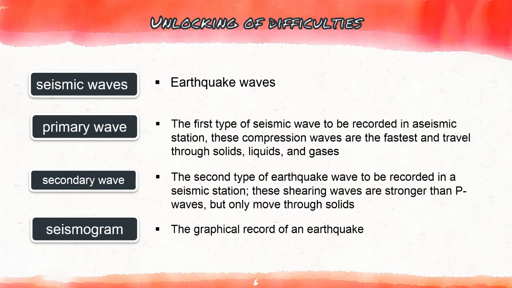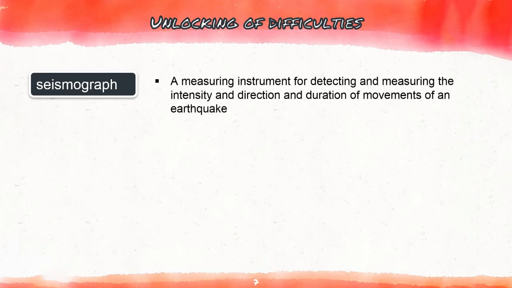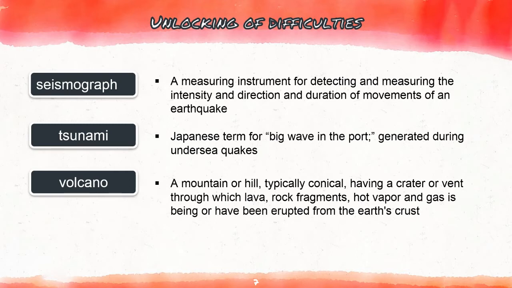Seismogram. The graphical record of an earthquake. Seismograph. A measuring instrument for detecting and measuring the intensity, direction, and duration of movements of an earthquake. Tsunami. Japanese term for a big wave in the port generated during undersea quakes. Volcano. A mountain or hill, typically conical, having a crater or vent through which lava, rock fragments, hot vapor, and gas are being or have been erupted from the Earth's crust.